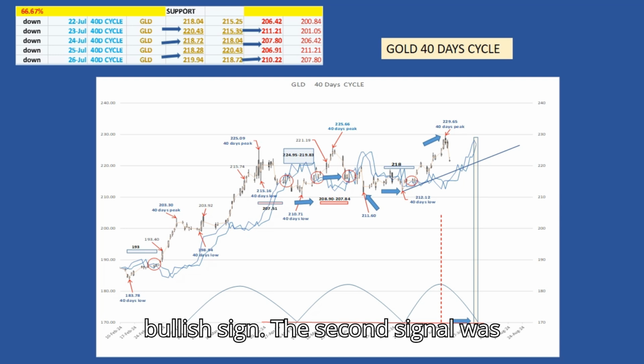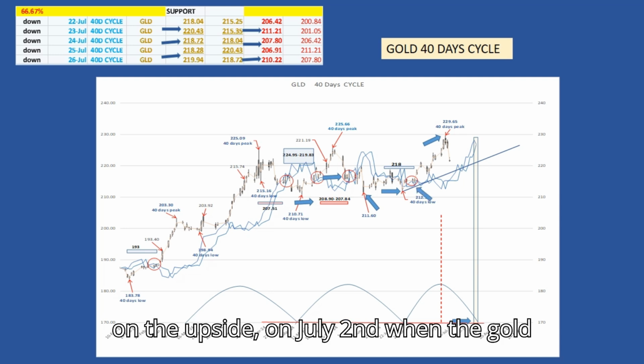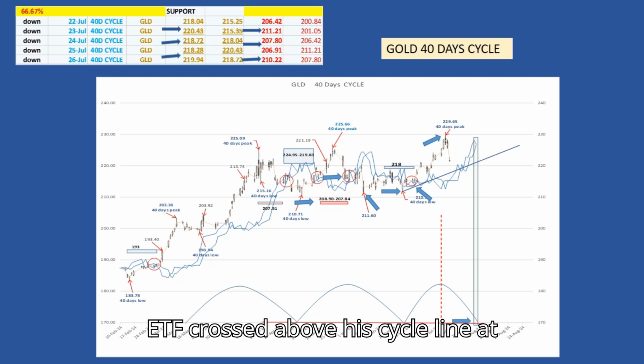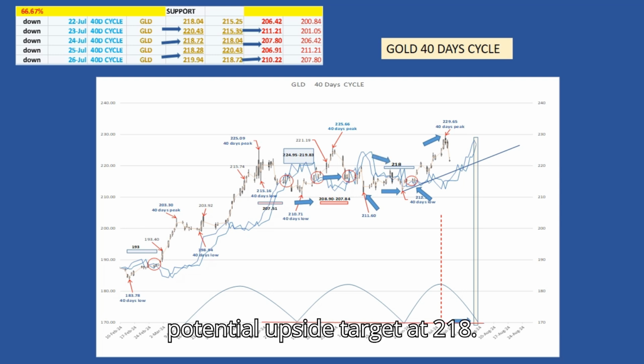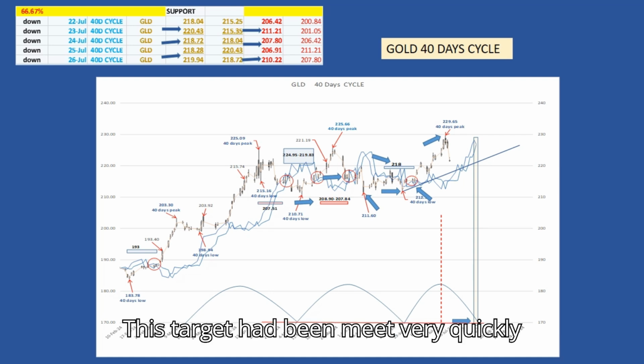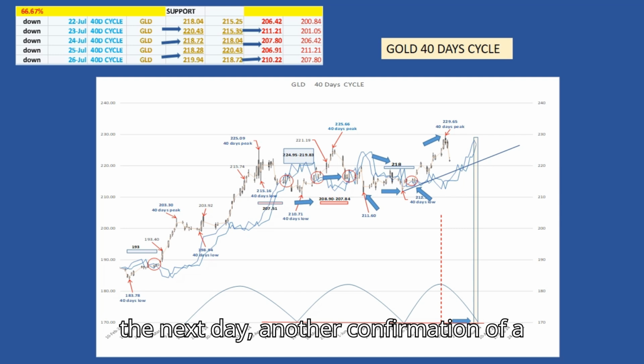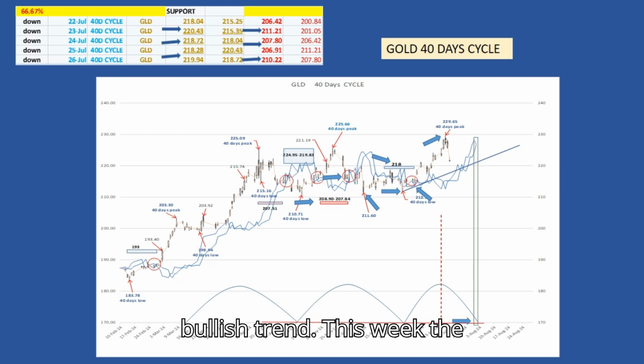The second signal was on the upside, on July 2nd, when the gold ETF crossed above its cycle line at 215, for a potential upside target at 218. This target was met very quickly the next day, another confirmation of a bullish trend. This week the cycle trend is down. The success rate is for now 66%.